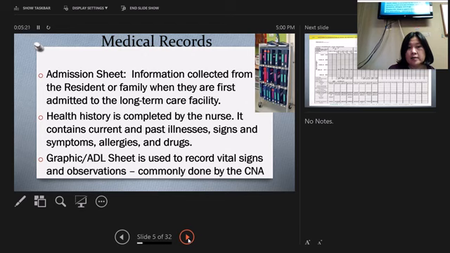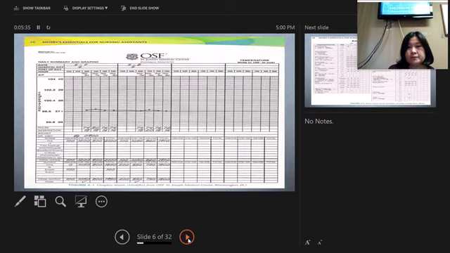So this is commonly done by the CNA. The admission inventory sheet and the ADL flow sheets are the two charts that the CNAs are going to be charting on in the medical record.